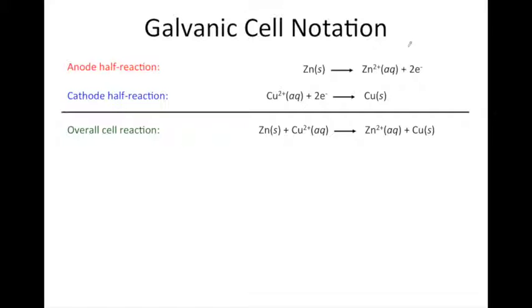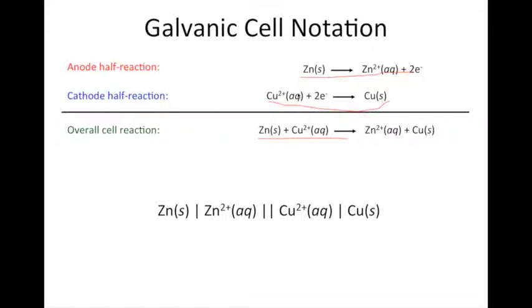From that galvanic cell, we could see that the zinc portion was the anode, and the copper half reaction, or copper half cell, was the cathode. So here's our overall reaction. How could we express that galvanic cell more compactly? Well, it would look something like this. So look at this and let's label the parts.